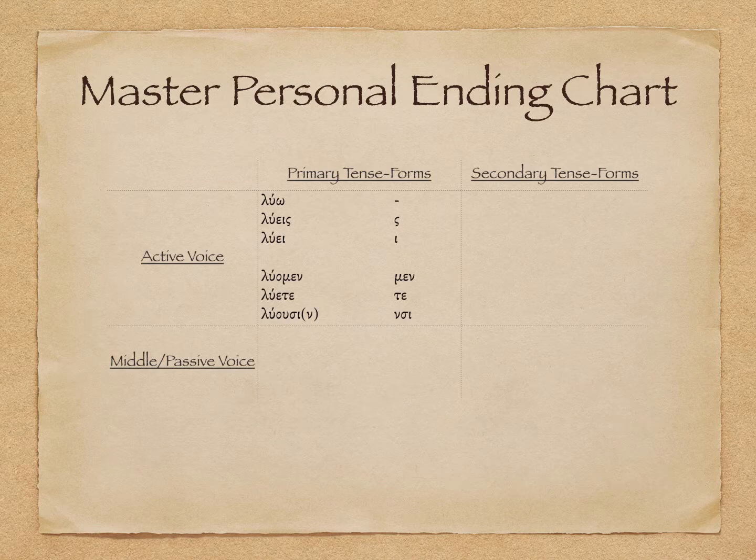The master personal ending chart, keep this in mind. Know these endings. The primary active: luo, lueis, luei, luomen, luete, luousi. And keep in mind that third plural is nsi. You'll just need to memorize these.